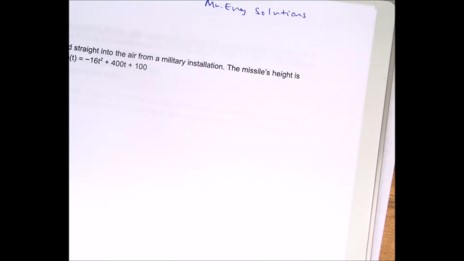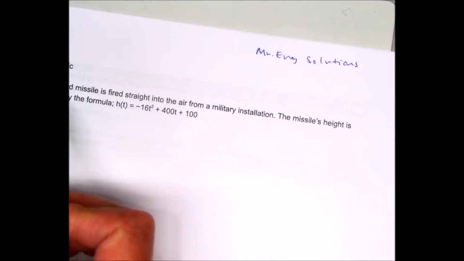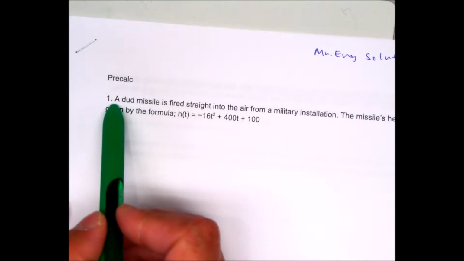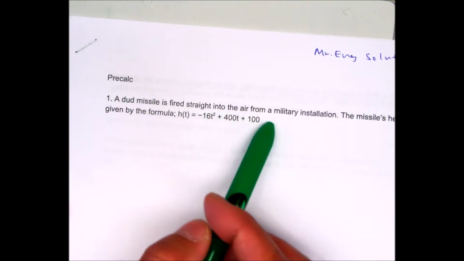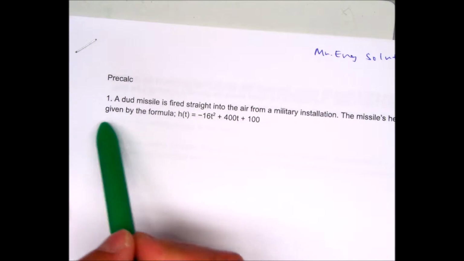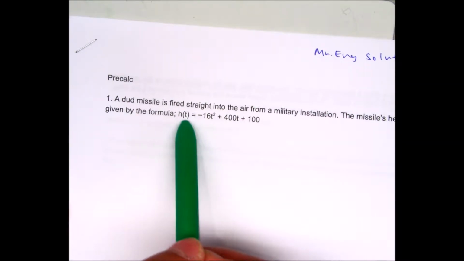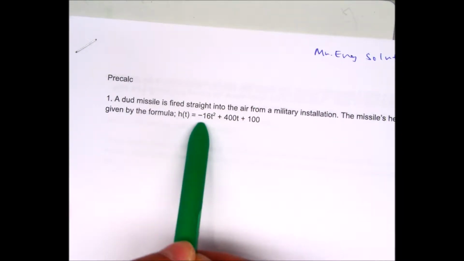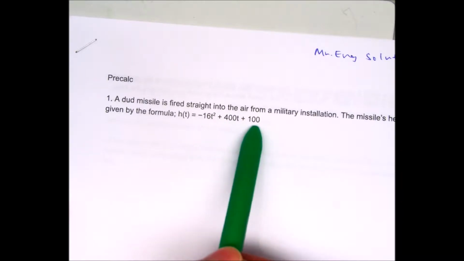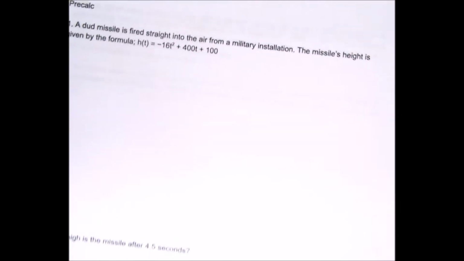Alright. In this problem, a dud missile is fired straight into the air from a military installation. The missile's height is given by the formula h of t equals negative 16t squared plus 400t plus 100. Question A. How high is the missile after 4.5 seconds?